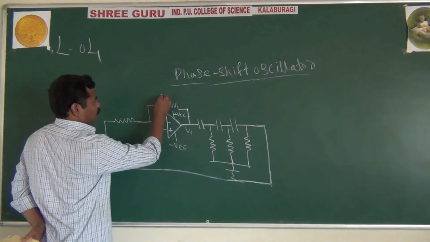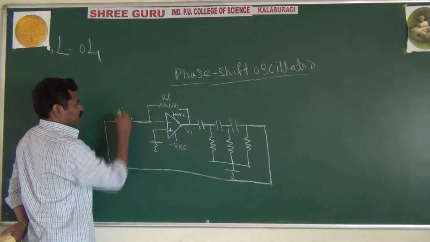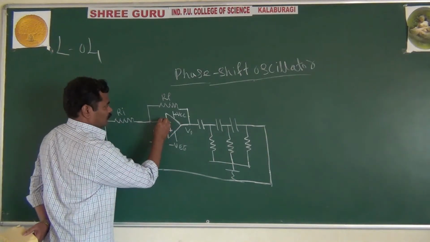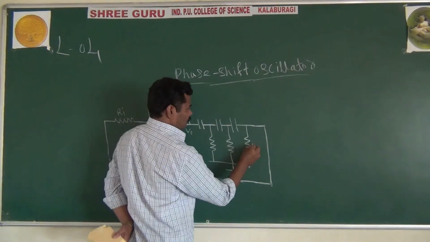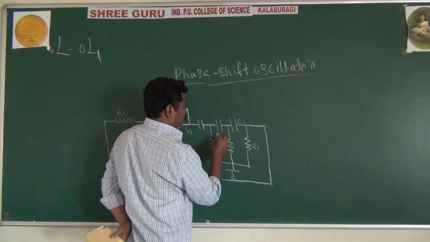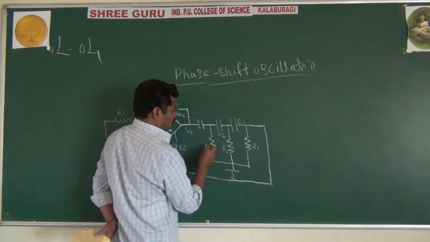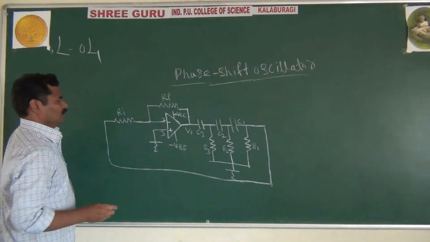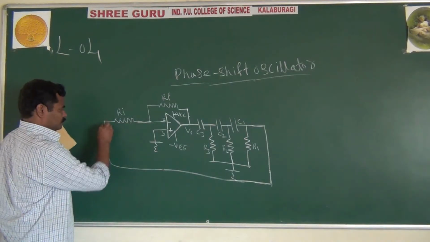This means your RF, and this means your RF. And here the thing is that, here you can write about R1, C1, R2, C2, R2, and how it works.